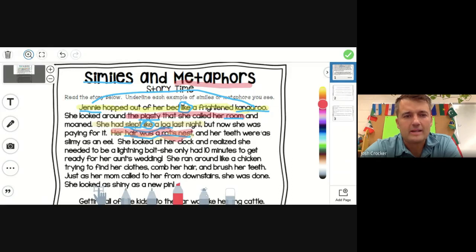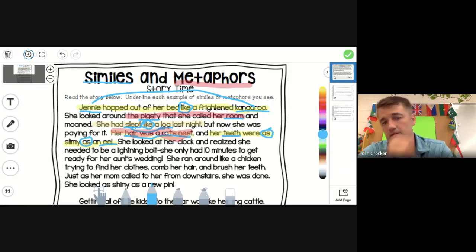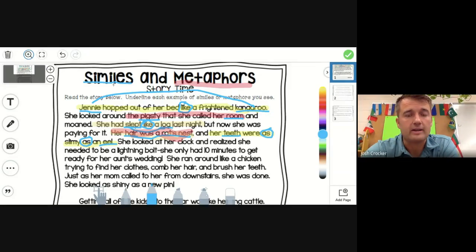And "her teeth were as slimy as an eel." There's another comparison. What is being compared? Well, we're comparing her teeth to an eel. How did we compare them? We used the word as. And really, we used it twice: as slimy as an eel. So that was a simile because similes use like or as. Metaphors don't.